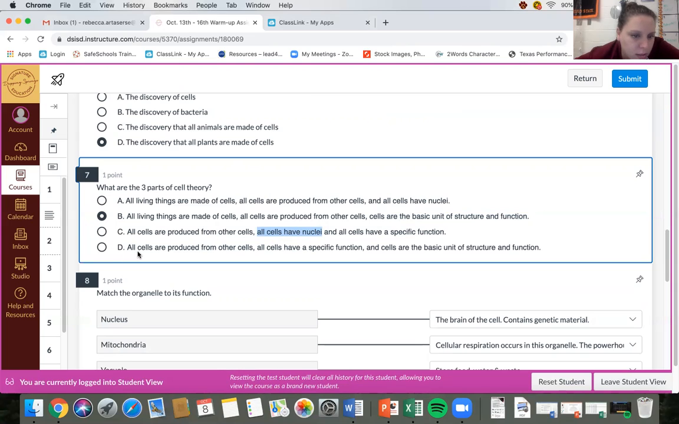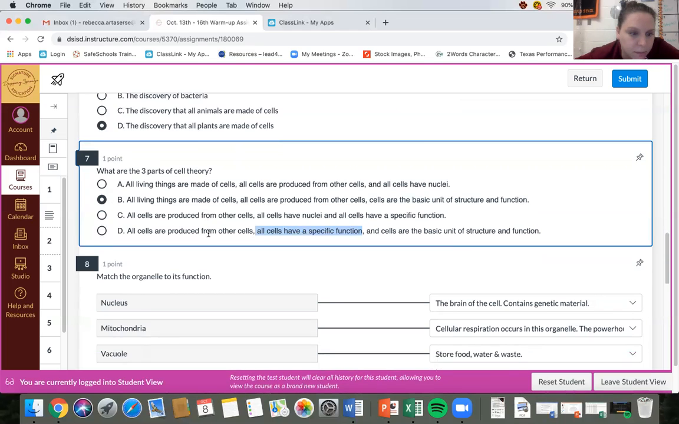And D, all cells produce from other cells. Yes, that's true. All cells have specific functions. Well, that's true. Cells have a specific function, but it's not a part of cell theory. And cells are the basic unit of structure and function. That's also true, but again, we go back to the middle part. All cells have a specific function. It's true, cells have a specific function, but again, it's not a part of cell theory. So our answer to question 7 is B.